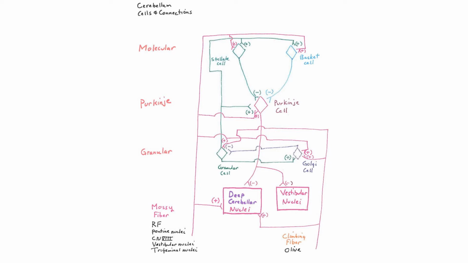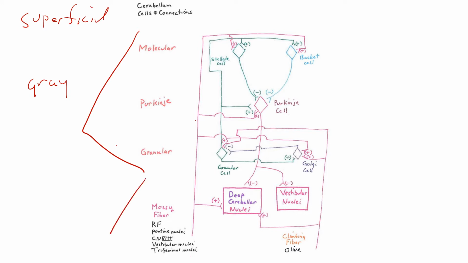Next, I want to talk a little bit about the connections and the cells that make up the cerebellum. So first of all, we've already said that the cerebellum has a cortex. On this diagram, we are going to say that this represents the gray matter, and this will be superficial. Then down here, this will be the white matter, and this will be the deeper aspect of the cerebellum.